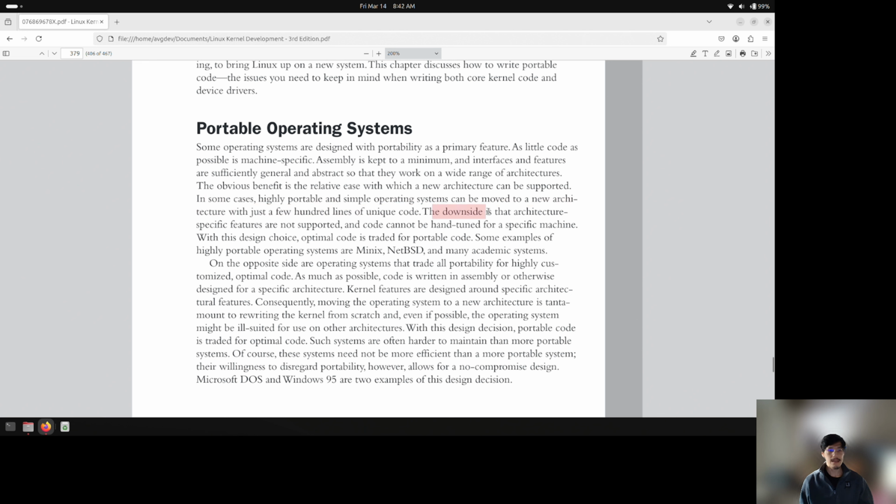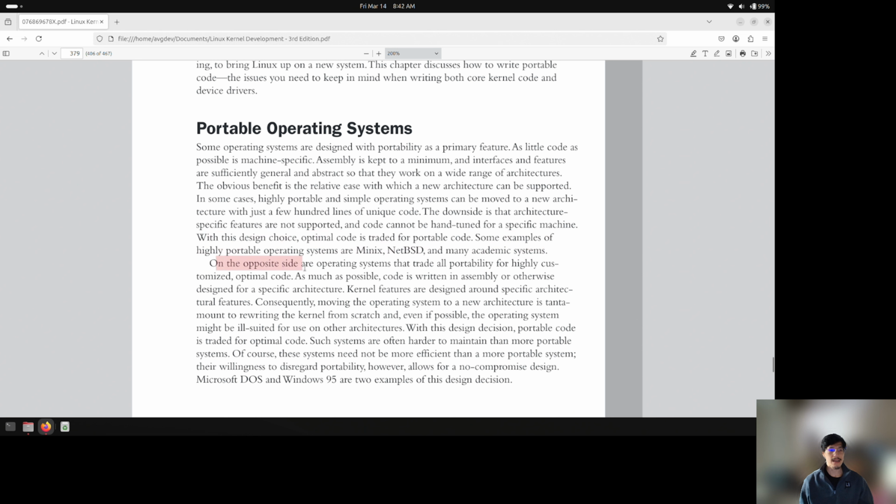The downside is that the architecture-specific features are not supported and code cannot be hand-tuned for a specific machine. With this design choice, optimal code is traded for portable code. Some examples of highly portable operating systems are Minix, NetBSD, and many academic systems.